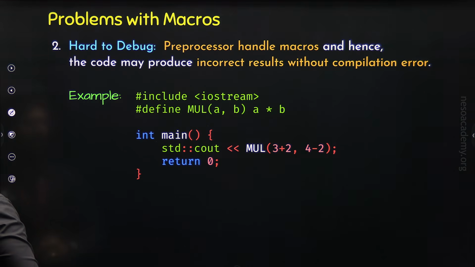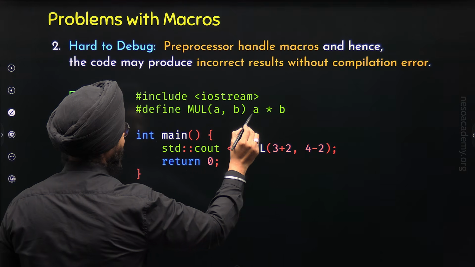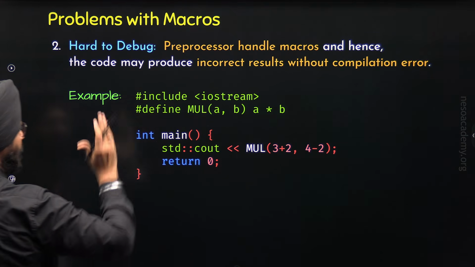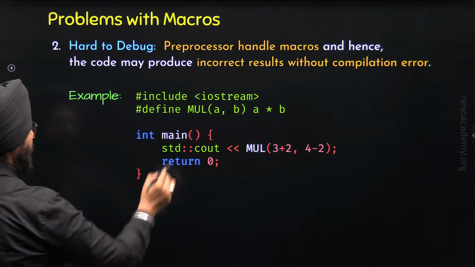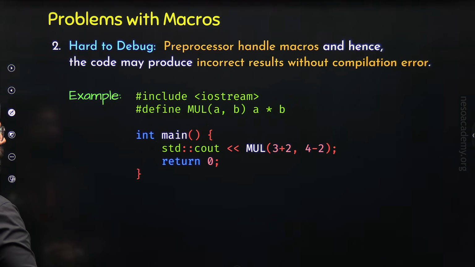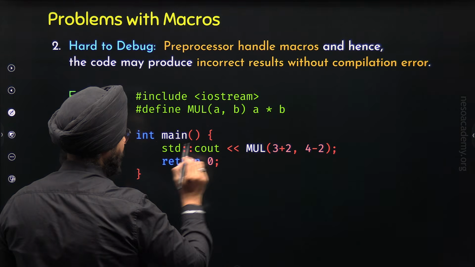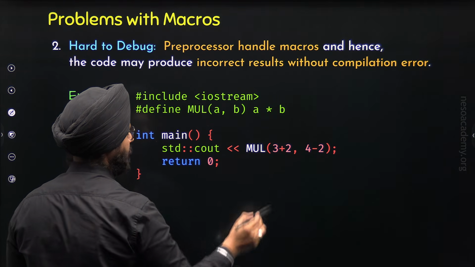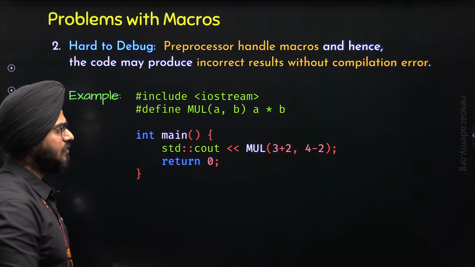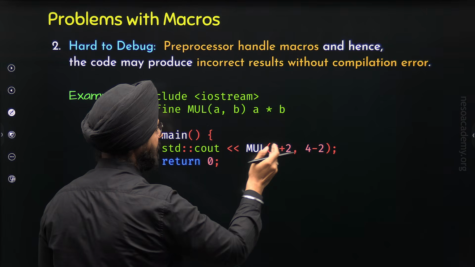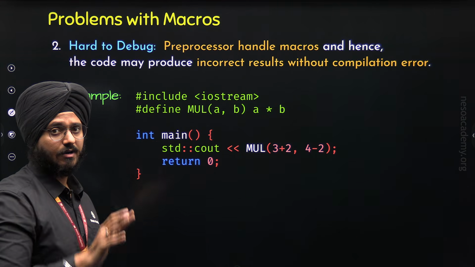program. Here I took the same macro mul(a, b) with this code a times b. This is the function-like macro. We know this already. I have included iostream as well. And here I have defined the main function. In this main function, after cout and these two less than symbols, I have specified mul(3 plus 2, 4 minus 2). In place of simple values, I have provided these expressions, 3 plus 2 and 4 minus 2. It is perfectly valid in C++.